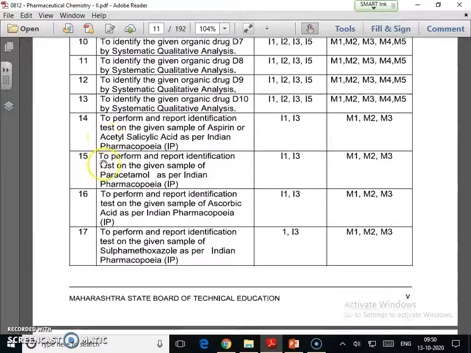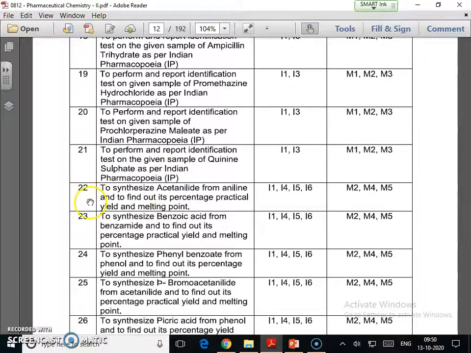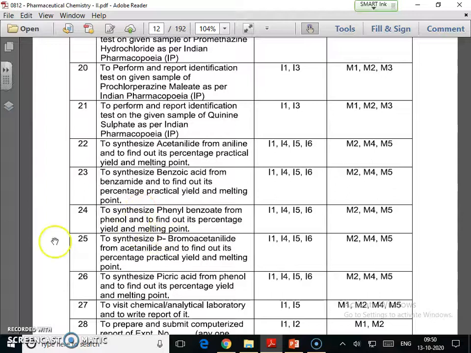So right from experiment 14 to experiment 21 you have to perform the identification test, and next, right from experiment 22 to experiment 26, there are syntheses, in which you have to formulate or prepare a new product. Okay, a new product, that is the synthesis.